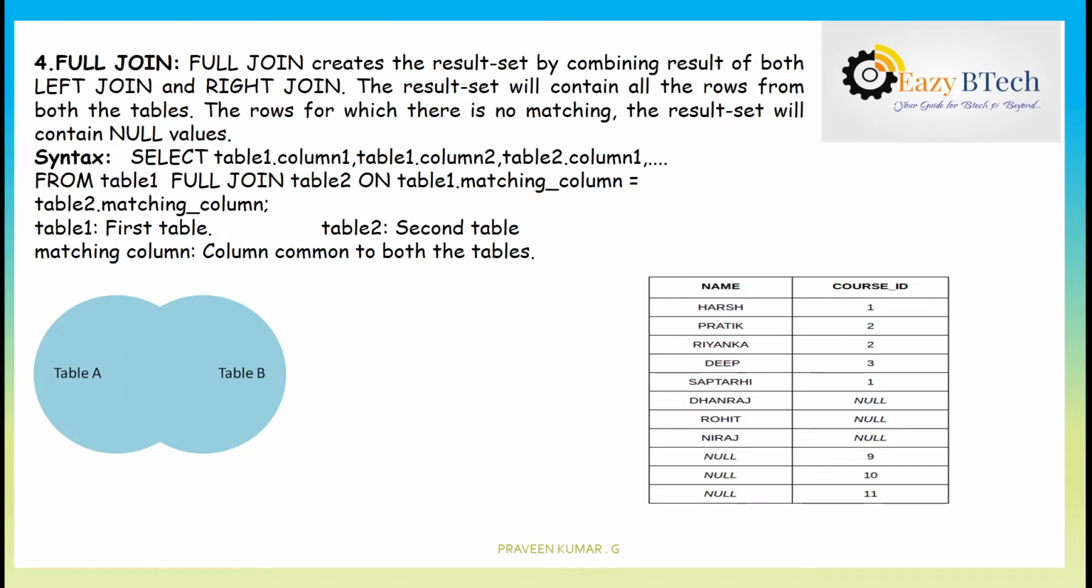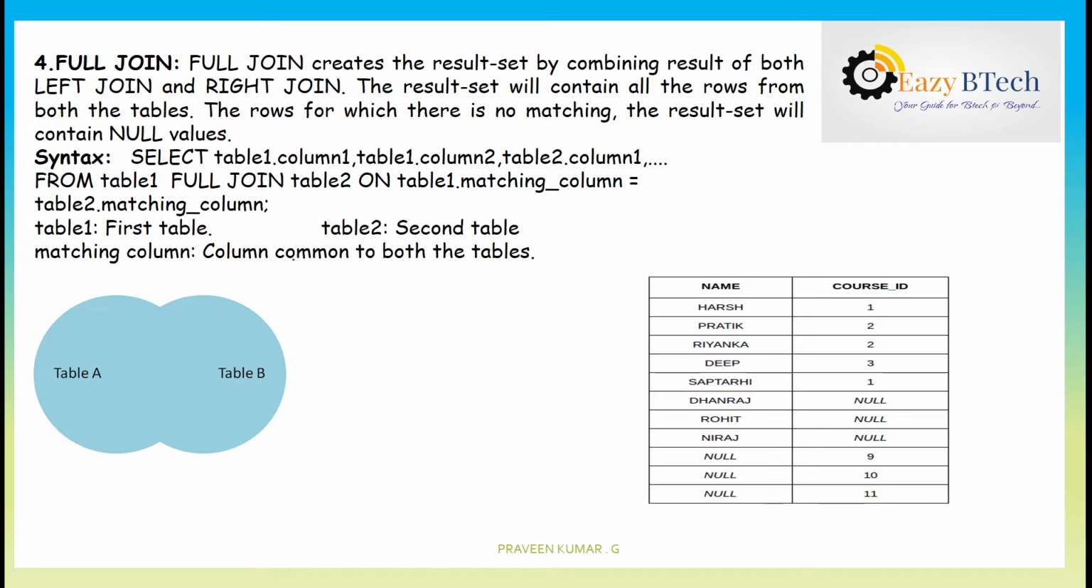Next, full join. What is a full join? Full join is nothing but, okay, what are the common things? It removes the common things. Select table 1 column 1, table 1 column 2, table 2 column 2, like that we have to write all the columns and we print.